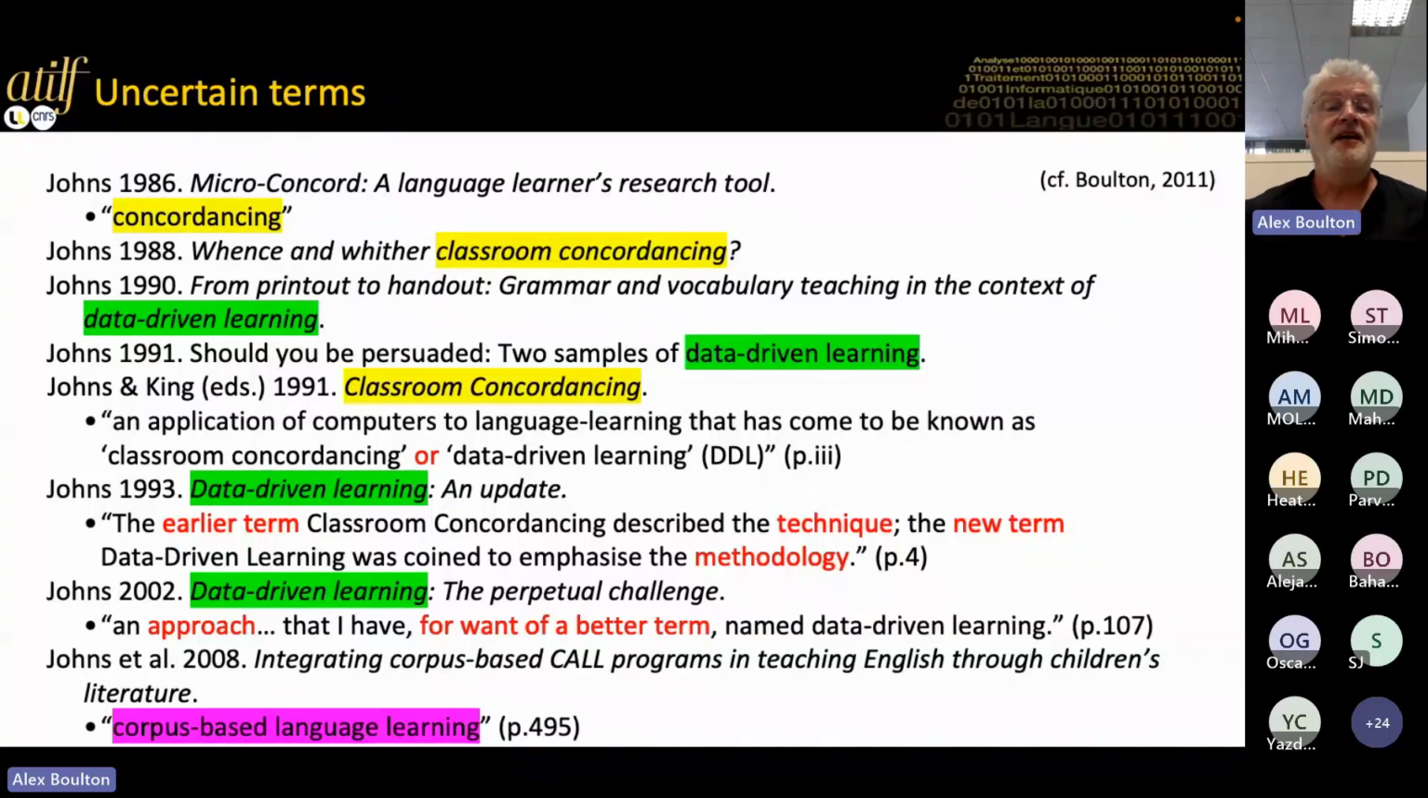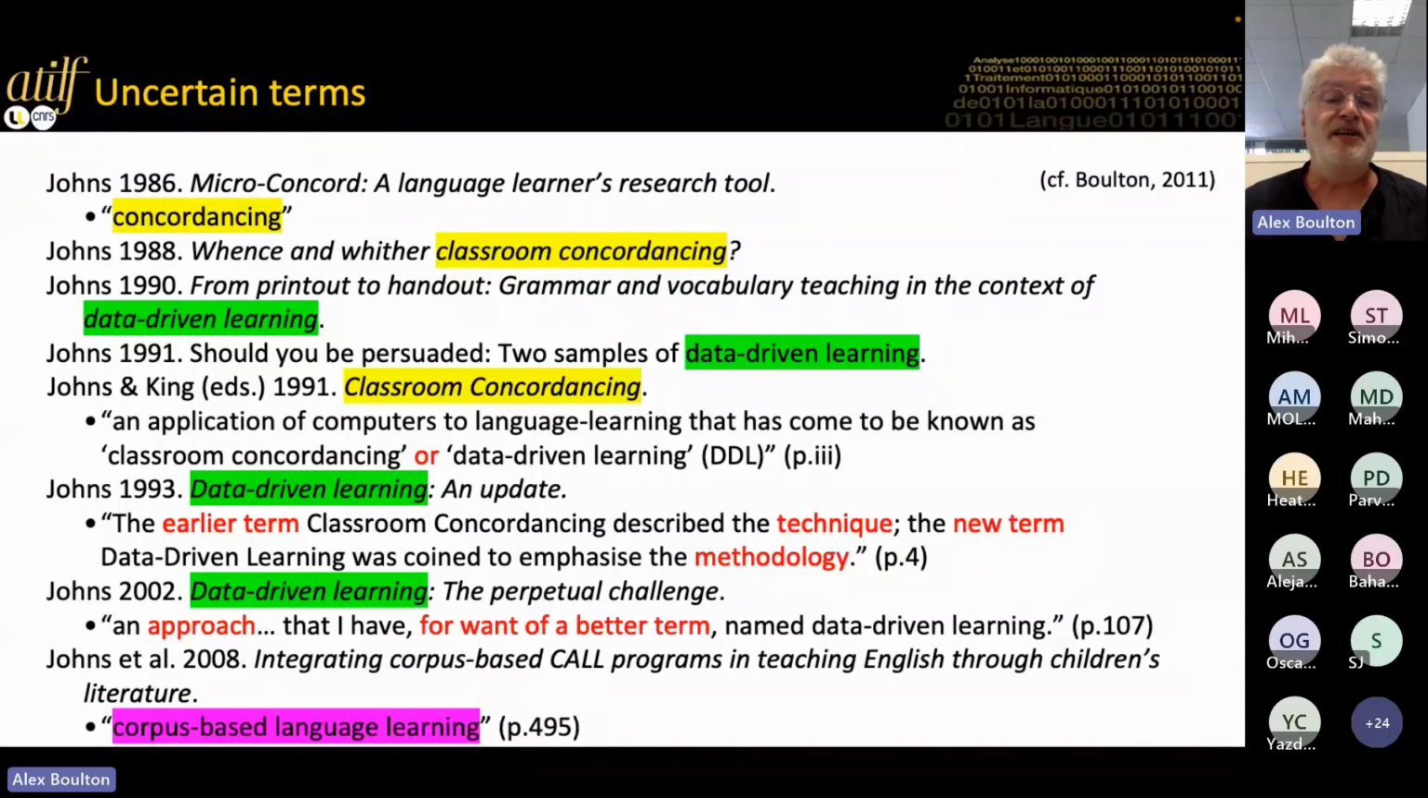But then in 1990, that was the first appearance in print of the term data-driven learning in the title of one of his papers. And that was republished in 1991 alongside another one, Should You Be Persuaded, 2 examples of data-driven learning. So we've moved from concordancing or classroom concordancing to data-driven learning. But his 2 papers on data-driven learning were published in a volume which was called Classroom Concordancing. And in the introduction to that volume, he talked about an application of computers to language learning that has come to be known as classroom concordancing or data-driven learning. So it sounds as if they're synonymous.